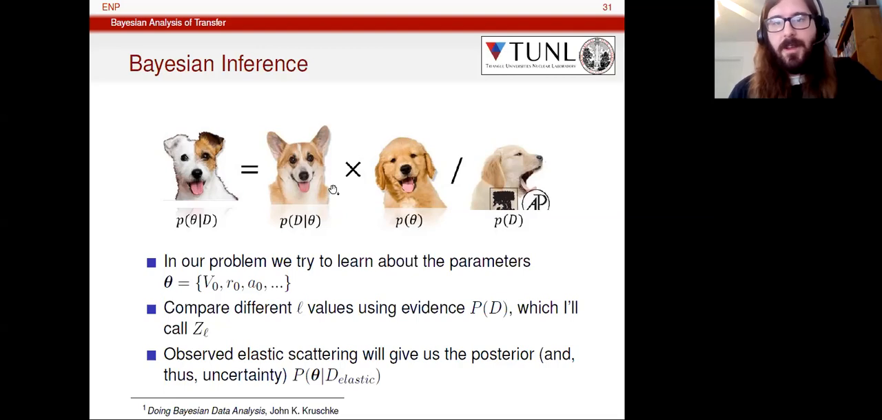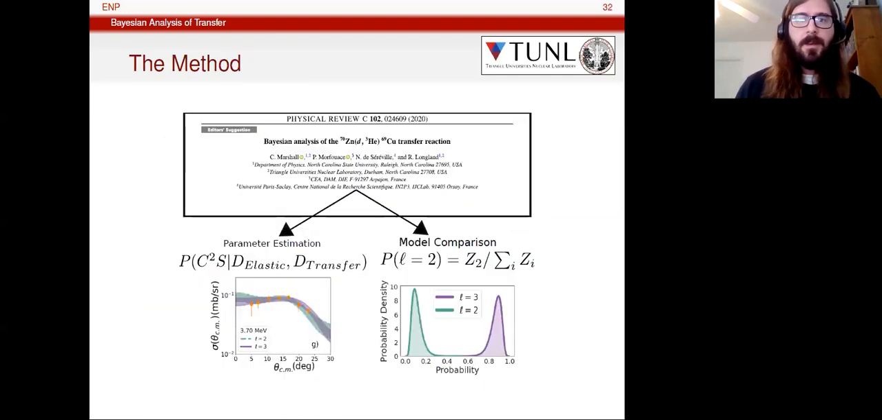Okay, so we take all these factors, we combine them together, and that will finally give us the probability of our model parameters given the data. So this will give us a distribution of likely optical model parameters based on what we observed in the lab. And this is called the posterior distribution. This will also provide us the uncertainty estimates on any parameter that we're interested in.